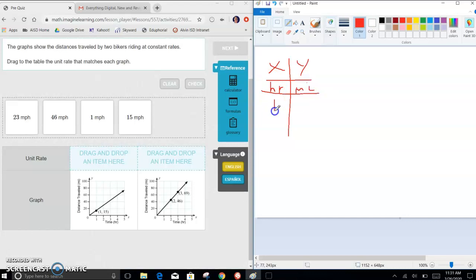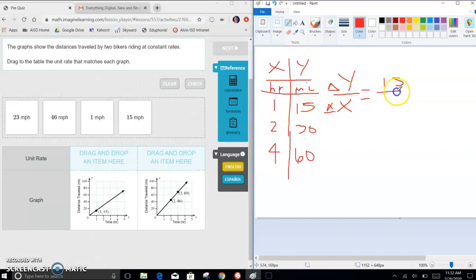So the first point that they give me is 1 and 15. Then the second one is 2 and 30. You can't really see it, but 2 and 30 is right there. And then 3 and 45 would be right there. And then 4 and 60 would be right here. So I could skip and go straight to 4 and 60. And then in order to find the rate, I always do Y over X. That's my delta Y over delta X. So in this case, it'll be 15 over 1 miles per hour, which is 15 miles per hour.